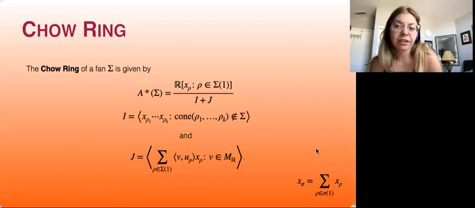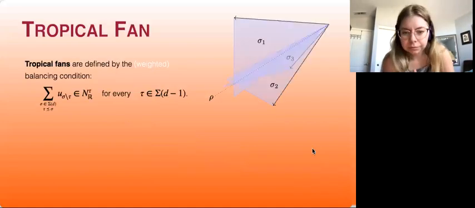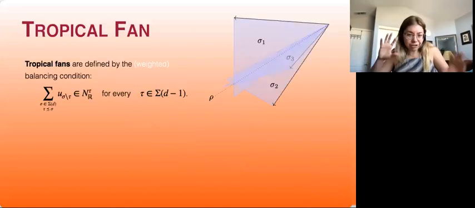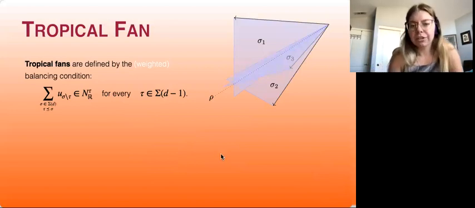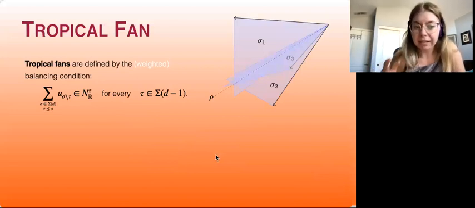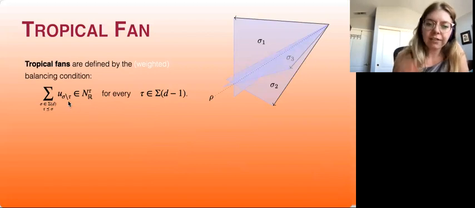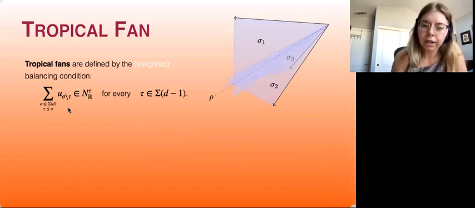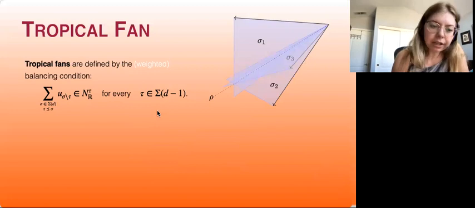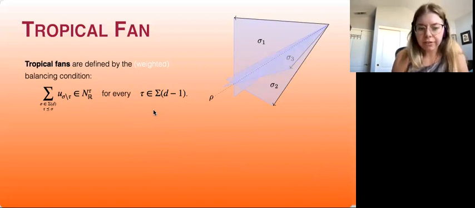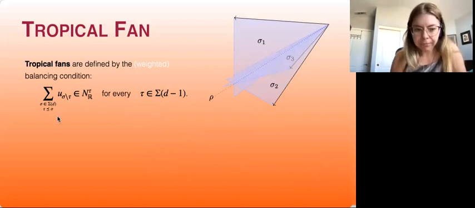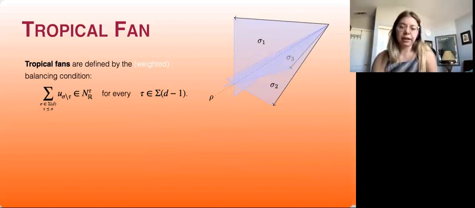It's exactly what we want it to be. So the titular character, tropical fans, is defined by the balancing condition, which is that if I take a codimension 1 cone, I'll name it tau here, the ray generators of the top dimensional cones sigma that contain tau sum to something within the subspace generated by tau.